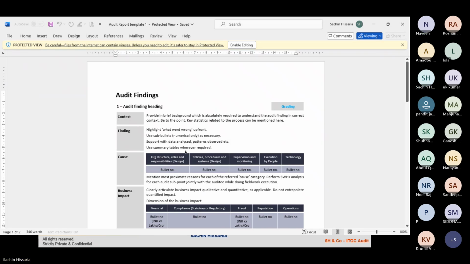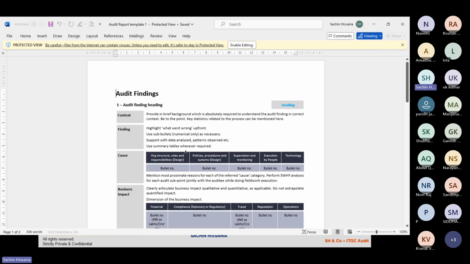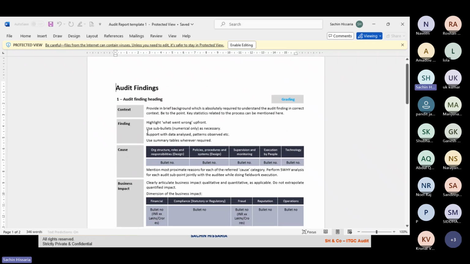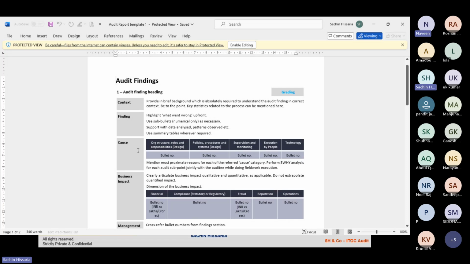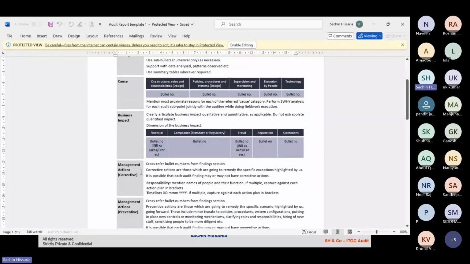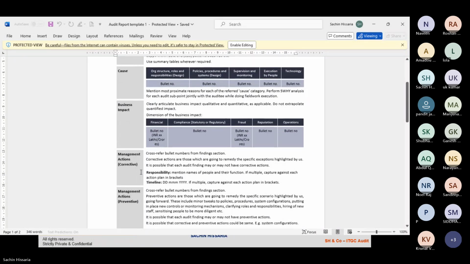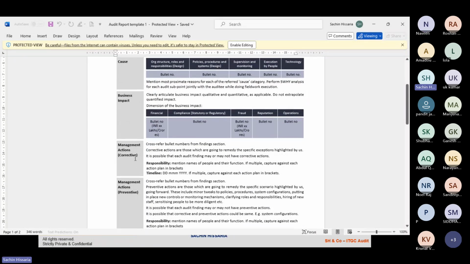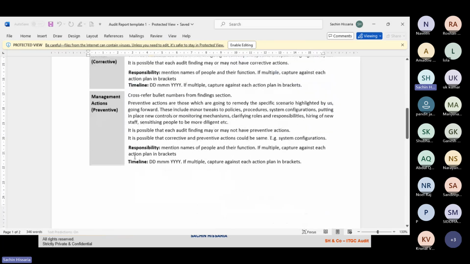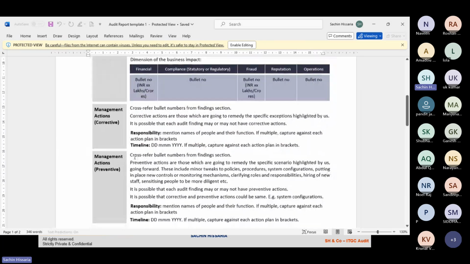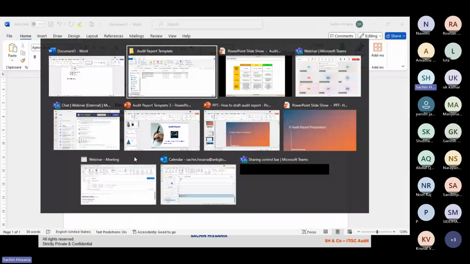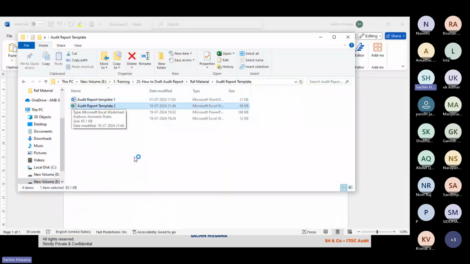Here again, you can see the findings: context, finding, cause. This is the root cause. The business impact is the risk. What is management? Actions. They have divided management actions into two parts: corrective actions and preventive actions, then the timeline. So this is also one of the audit report formats. And now let me show you the same audit report format in Excel as well.